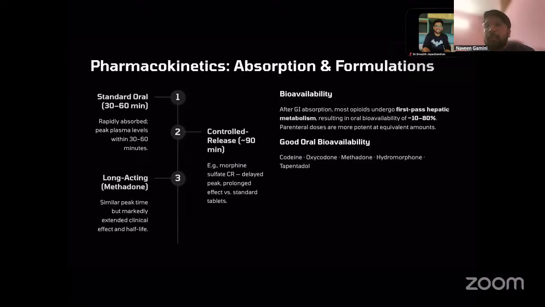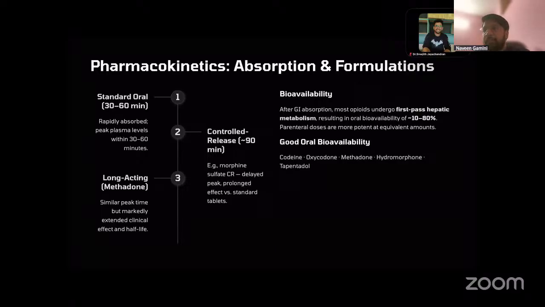Next, absorption and formulation. All the opioids which are available have an oral route. When taken orally, it takes 30 to 60 minutes for absorption, and they reach peak plasma levels within this 30 to 60 minutes. If you take something like controlled release, it will take around 90 minutes to reach the blood plasma levels. And a few other opioids, like the long-acting methadone, have a similar peak time within 30 to 60 minutes, but they have extended clinical effect and half-life.